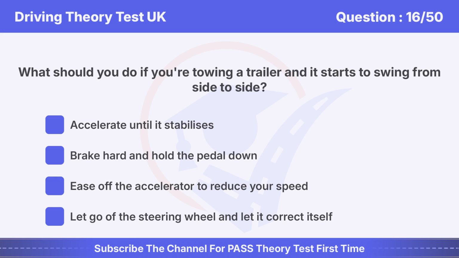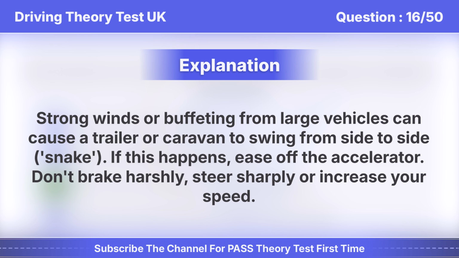Question 16. What should you do if you're towing a trailer and it starts to swing from side to side? Answer is C. Ease off the accelerator to reduce your speed. Strong winds or buffeting from large vehicles can cause a trailer or caravan to swing from side to side, snake. If this happens, ease off the accelerator. Don't brake harshly, steer sharply, or increase your speed.